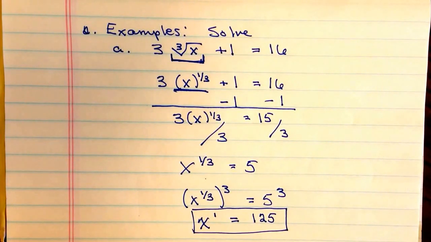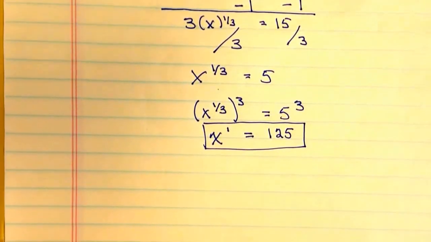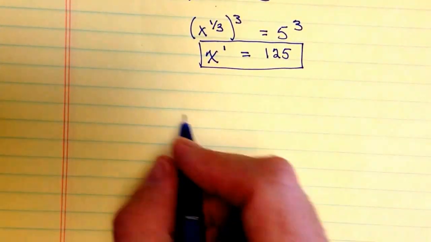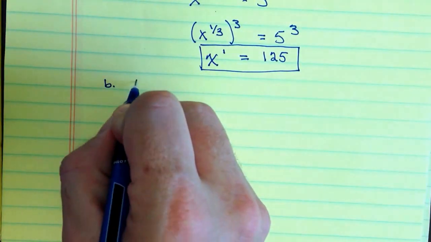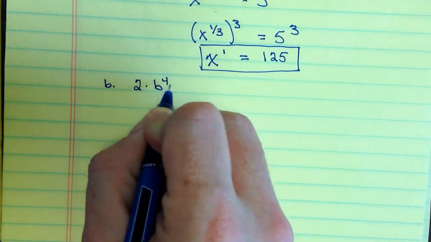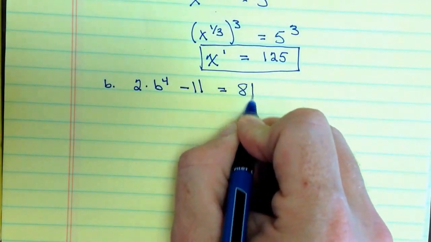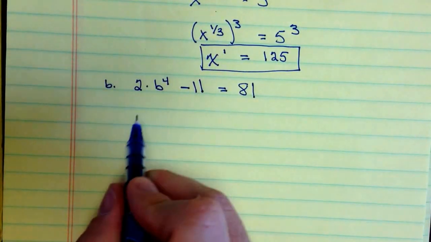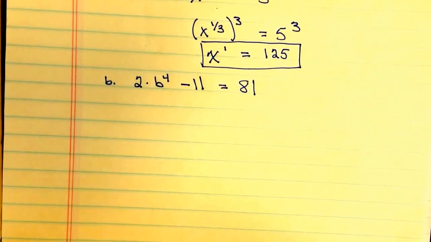Okay, so why don't you guys try working this one, little b. Let's see. 2 times b to the 4th minus 11 equals 81. Alright, you guys work this one on your own, press pause and do that now. And I will move on to a harder problem.